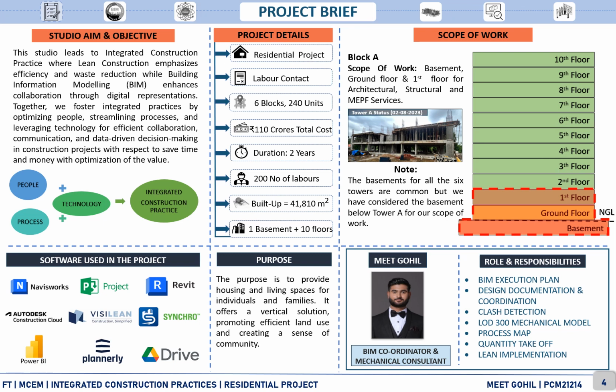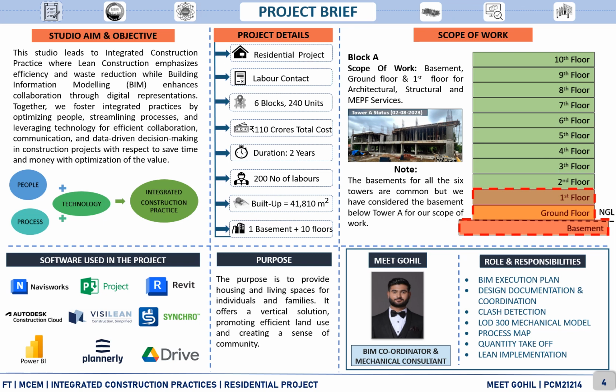Talking about the project details, it is a residential type of project. It is based on a labor contract. There are a total of 6 blocks containing 240 units. The total cost of the project is 110 crores. The duration of construction is 2 years. On average, there are 200 laborers working on site. The total built up area is 41,810 square meters. Each block contains one basement and 10 floors.